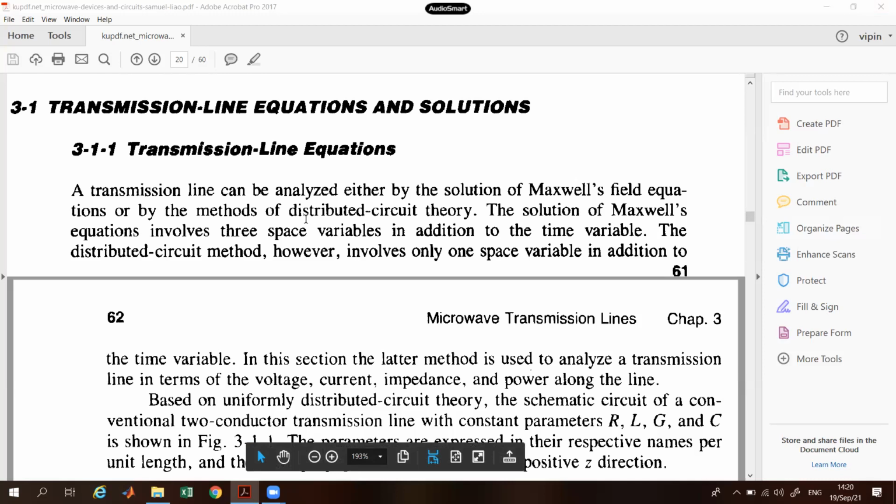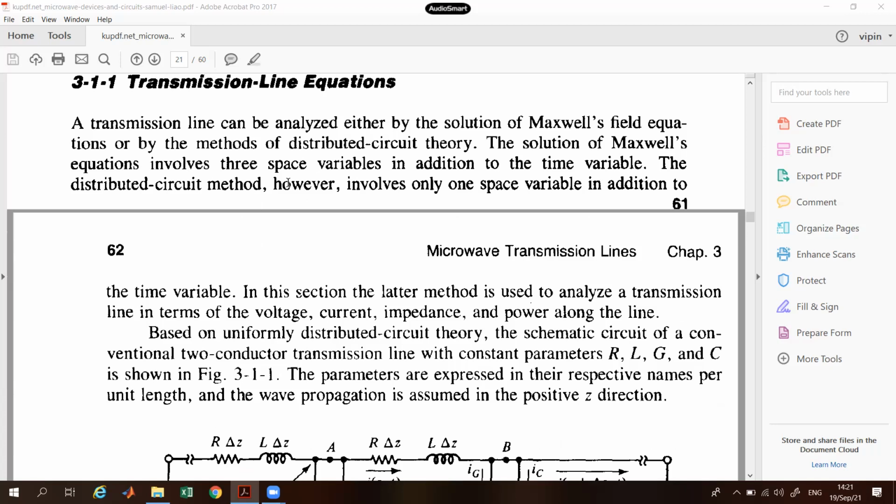If you know what transmission lines are, they are basically used to carry electricity from one point to another. Now, a transmission line can be analyzed either by the solution of Maxwell equations or by the method of distributed circuit theory. The solution of Maxwell equations involves three space variables in addition to the time variable. So three space variables, x, y, z, and then we have a time variable, meaning how they change with respect to time.